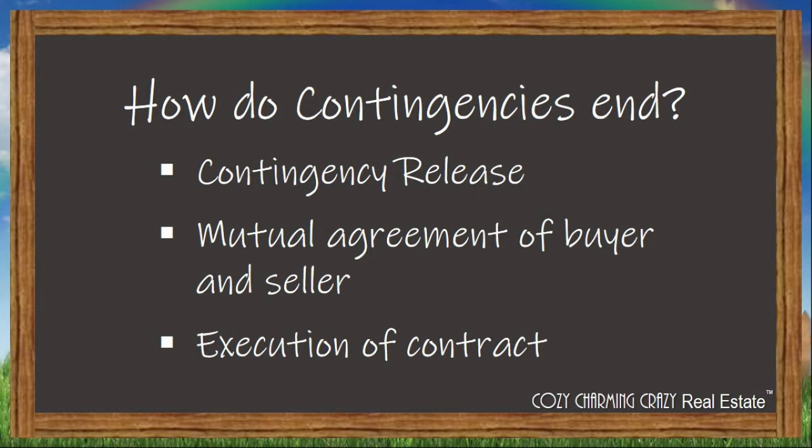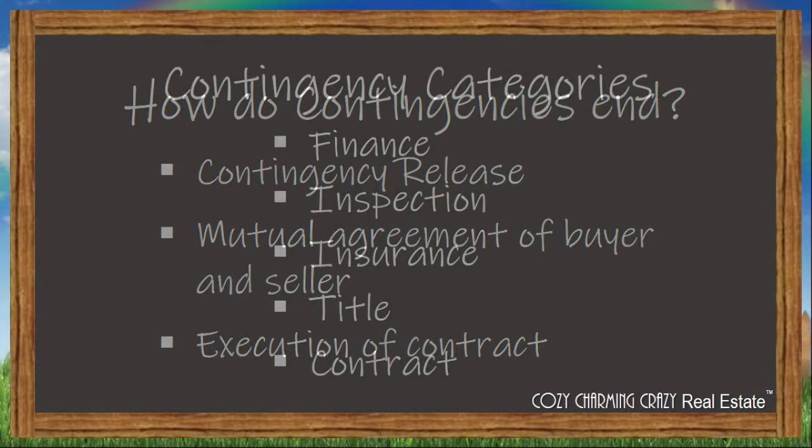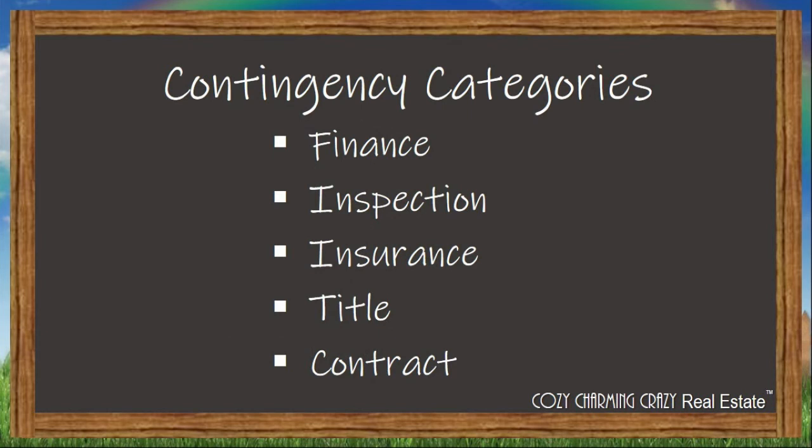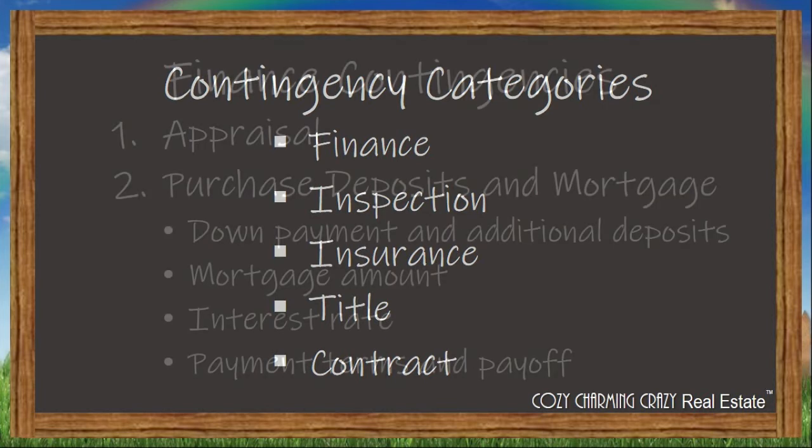And finally, there are some contingencies that run all the way up until the day escrow closes. So actually closing the contract closes out those contingencies. There are 5 categories of contingencies that we're going to cover today when we look at the 10 most common. And those categories are finance, inspection, insurance, title, and contract.